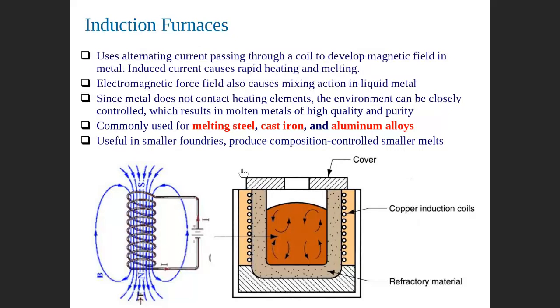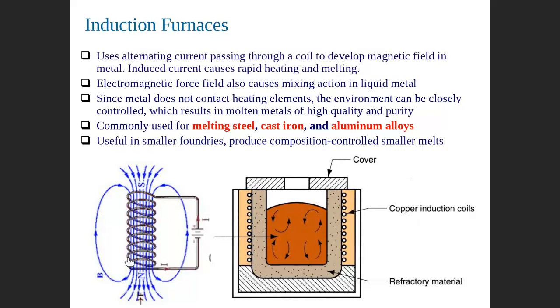So this one is induction. We use induction current here. Induction current, when you have a coil like this. Can you see that? This is a coil. The coil is rotating around the furnace body. This is the furnace here, and this is the coil.